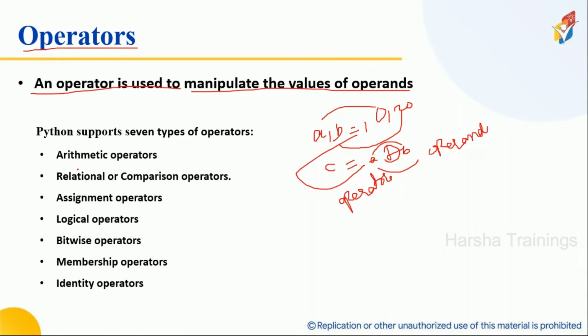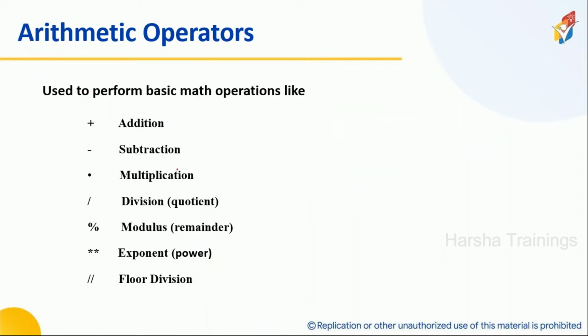Now, Python supports seven kinds of operations. First one is arithmetic operations for doing addition, subtraction, multiplication, division. Then relational and comparison operations, which mostly we will use in programming. Then assignment, logical, bitwise, membership, and identity operations. Arithmetic operators are used to perform the basic operations such as addition, subtraction, multiplication, division, and the new operators which Python has, called exponent and floor division. Now let me discuss one by one.